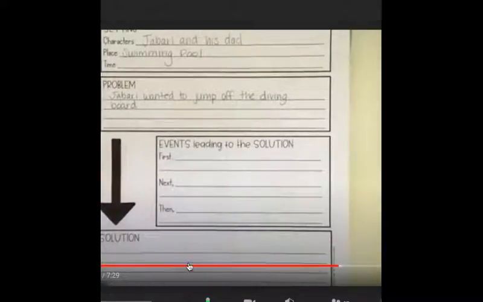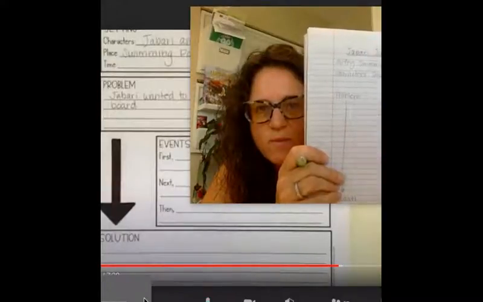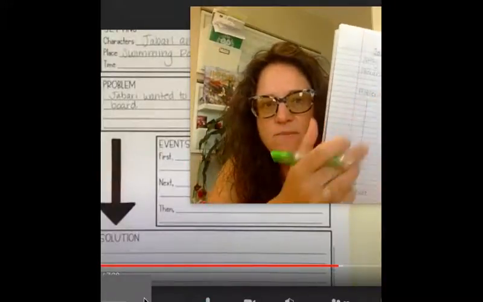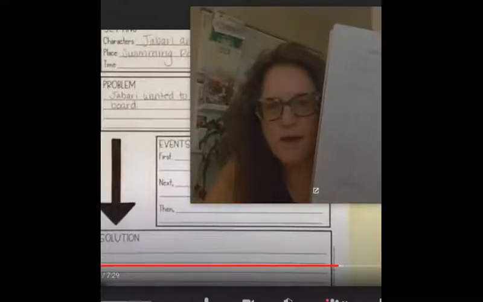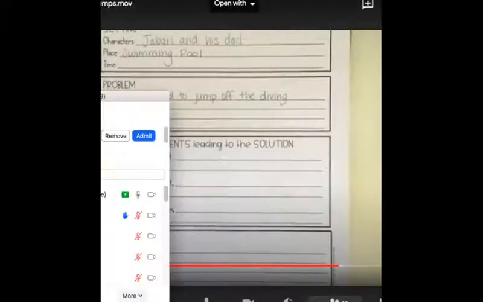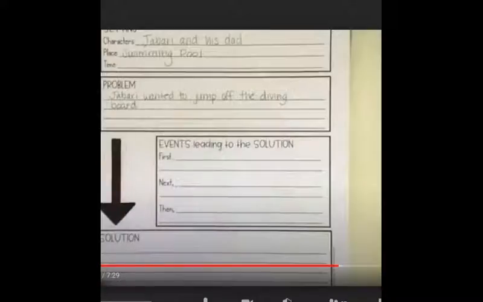All right, I want to pause it there for a second so that we have Jabari and his dad. So I have mine on my notebook. I wrote Jabari and his dad in the swimming pool. And then we're going to put that problem in here. Jabari wanted to jump off the diving board. Okay, so we're adding that to our notebook, and I'd like you to add it to your notebook too.